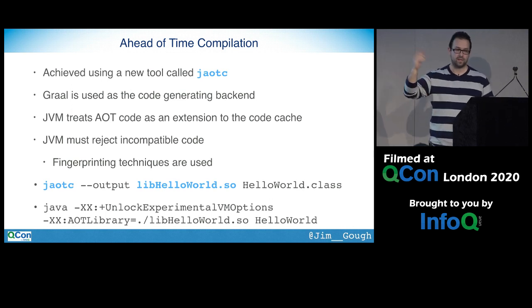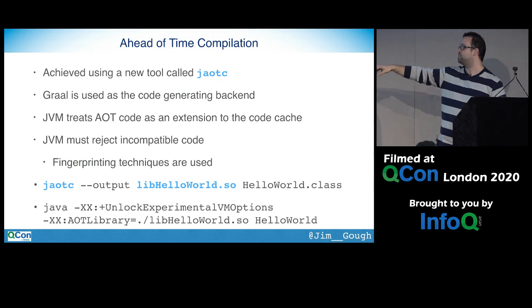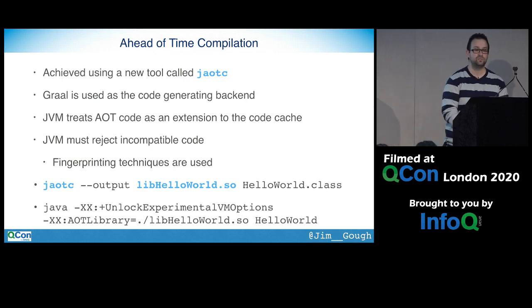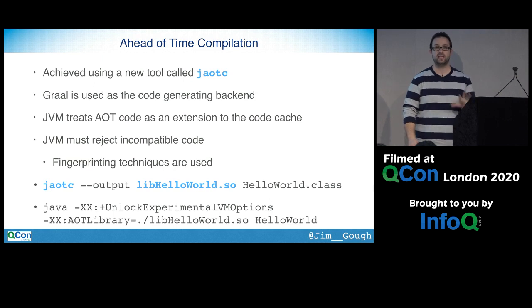So the JAOTC tool takes a class file and gives you effectively a shared object. In this example, I'm doing a very simple hello world. I'm outputting it to libhelloworld.so, and then I have to use experimental VM options, AOT library, pass it the AOT library, and say hello world.